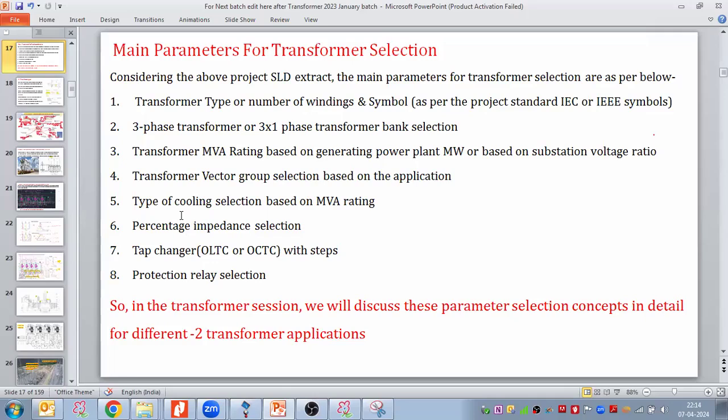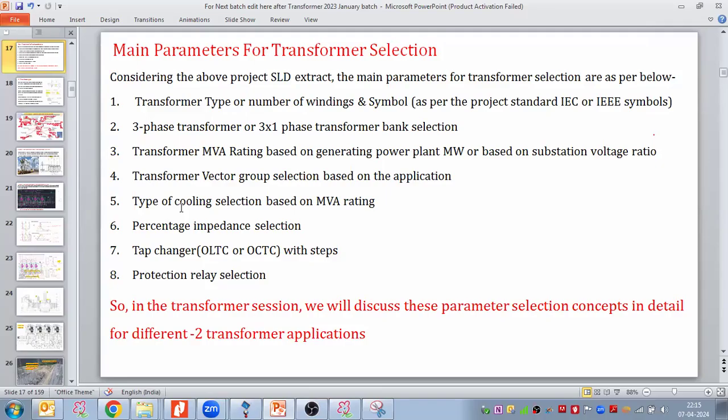Now coming to the type of the cooling selections. So from point 1 to point 4, am I clear on all of points 1 to 4? Yes, sir. Clear. So now coming to the next parameter for the transformer selection, which is the cooling selection, and this cooling depends on the MVA rating.